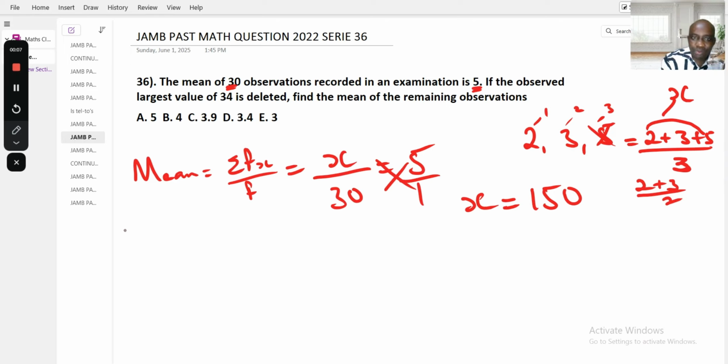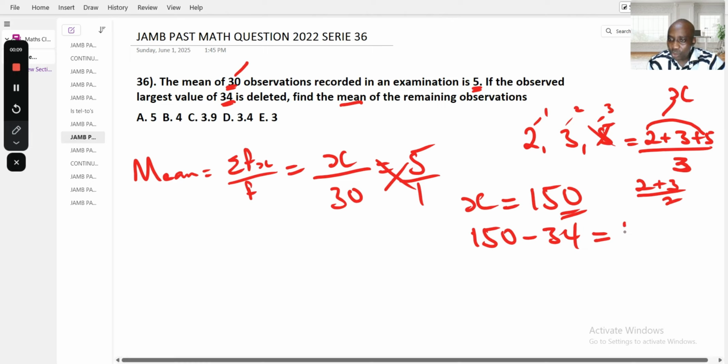Now we will do the same thing, demonstrate this one. We were told that out of this total of 150 that we had, 34 is deleted. Like the way we deleted this 5, that is the largest value. Therefore, we are going to do what? Remove this 34 out of this total of 150 that we had. Just say 150 minus 34. What is it going to give us? Yes, 150 minus 34 is going to give us what? 116. This is 116, the total of it.